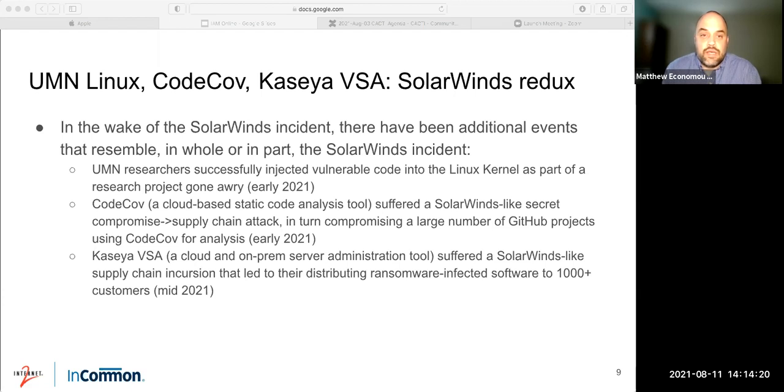CodeCov and Kaseya, these are cloud-based management tools. CodeCov is used by developers as a code coverage testing tool, and Kaseya is system administration tooling. Both of these vendors suffered SolarWinds-like supply chain incursions later this year. Kaseya just last month.